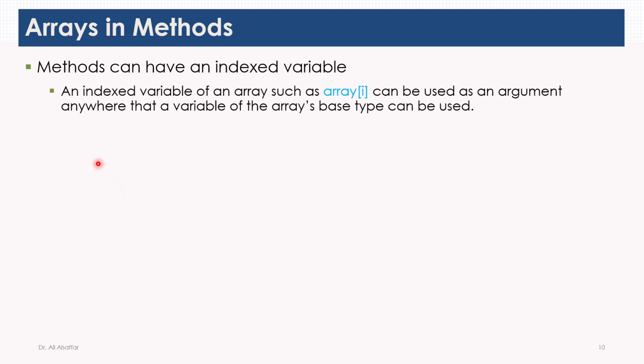In the first issue, we would like to know how methods can deal with array elements, index variables, when they are passed as parameters. An index variable of an array, such as this example, a[i], can be used as an argument anywhere that a variable of the array's base type can be used. What does that mean? It means if you have an argument of a method, let's say for example it is defined as integer, and you have an array of integers, then you can pass a single element of that array to this parameter because both of them are defined as integer.